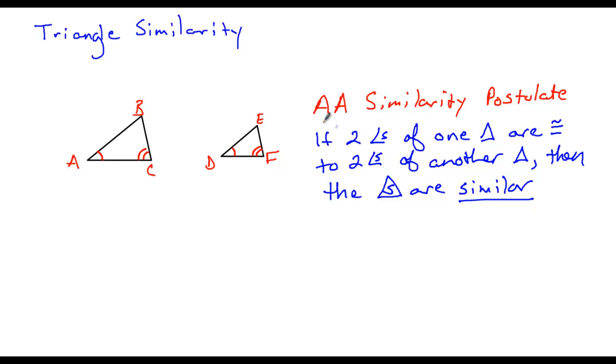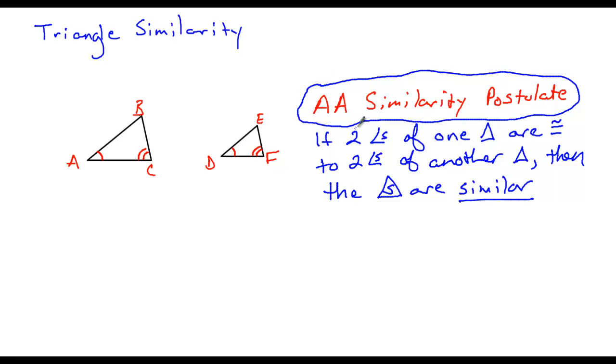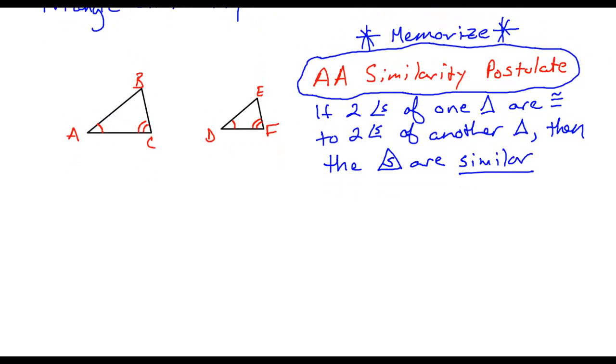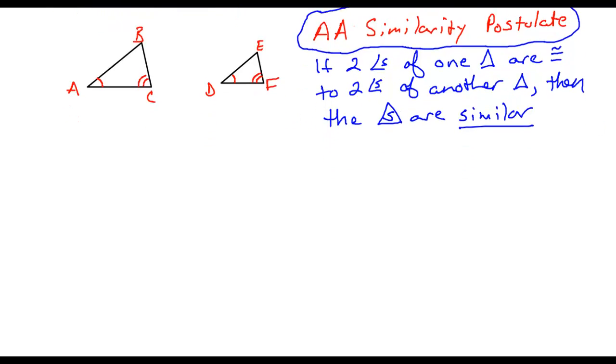Okay, and this is called the angle-angle similarity postulate. This is one of your memorize things that you need to be working on. This needs to be memorized. If not by tomorrow, it definitely needs to be memorized by the end of the week, and very much so by the test. So angle-angle similarity: if we have two triangles with two angles that are congruent, then the two triangles are similar.